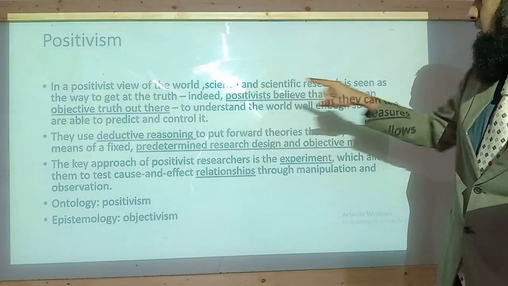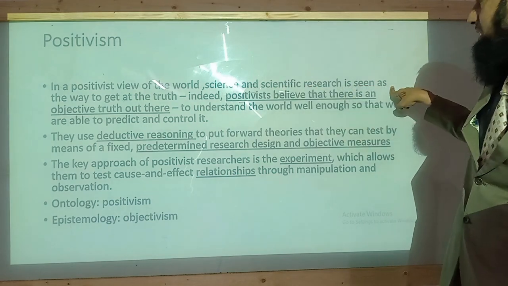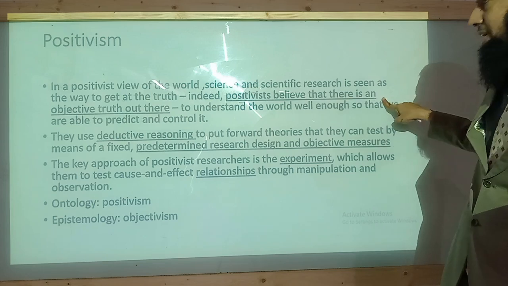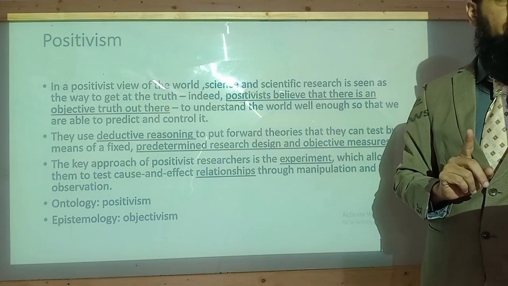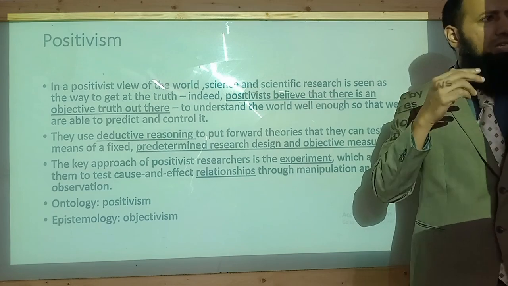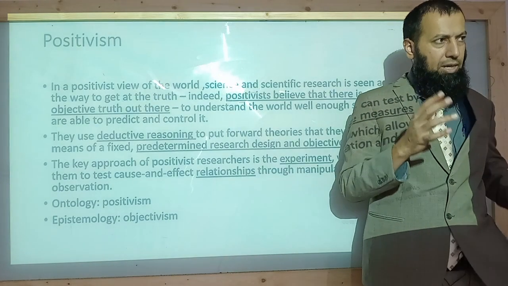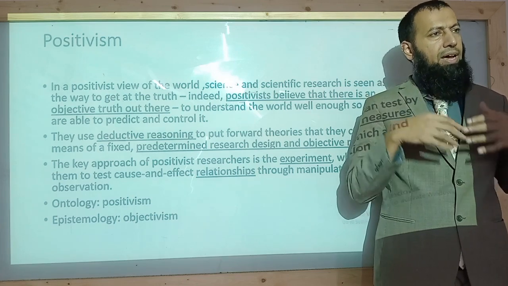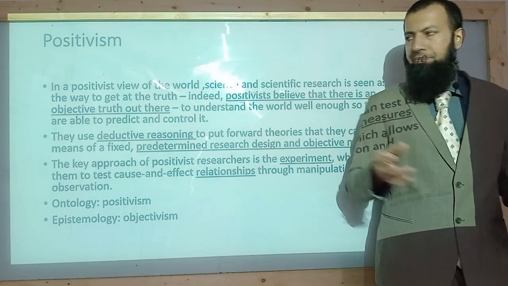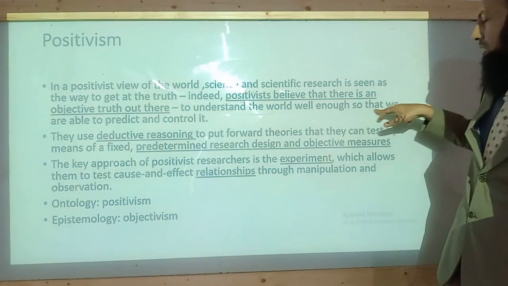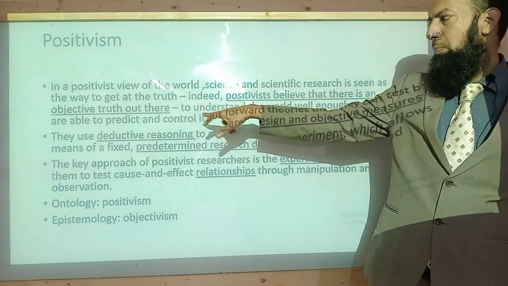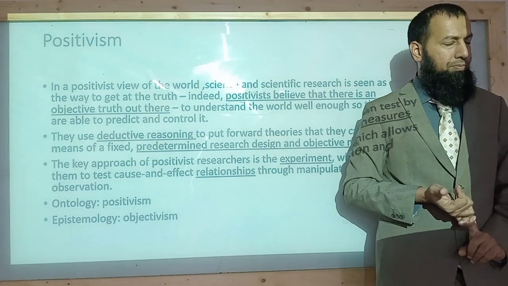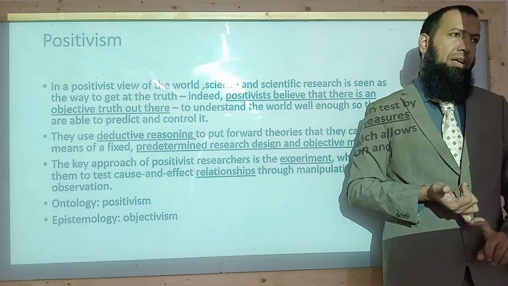Scientific research is seen as the way to get at the truth. Indeed, positivists believe that there is an objective truth out there. Objective means it is not subjective. It has to be measured in a proper standard manner, to understand the world well enough so that we are able to predict and control it. If we are able to predict, then we can control it.